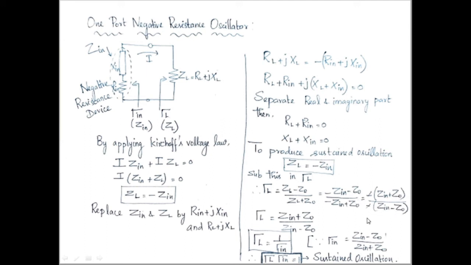But our condition is what? We have to get gamma in into gamma L equal to 1. Okay, so already we found gamma L, but gamma in formula is actually (Zin minus Z0) divided by (Zin plus Z0). So once you substitute that, both are reciprocal, so that will cancel and you will get 1. Okay, so this is the way that three conditions are achieved for producing sustained oscillation.